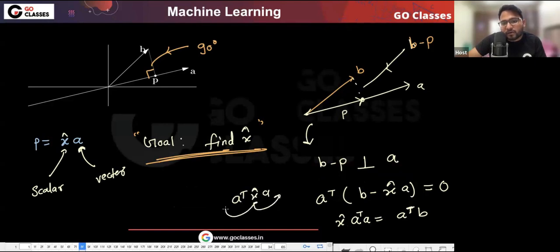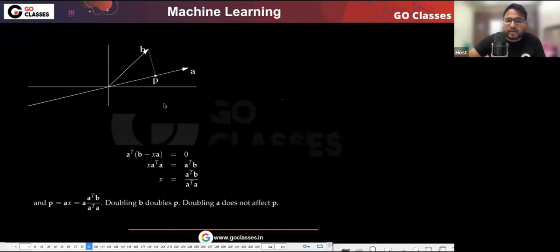You can write it here, you can write it in between. Doesn't matter. So I'm just writing it here. A transpose A. Is this particular quantity a scalar or vector? And this particular quantity, is it a scalar or vector? Both are scalar, right? So you can get x cap. Let me just move to the next slide directly. I hope you are able to understand that it is very easy.